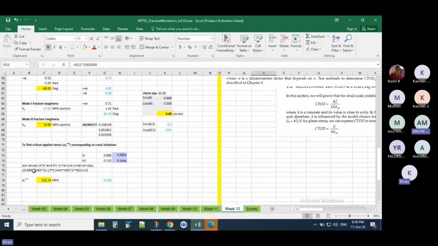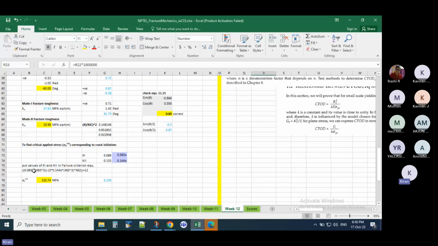That is to find the critical applied stress, sigma 0 critical, corresponding to crack initiation. So we have to follow that MPS criteria and substitute the value of K1 and K2 in equation 7.9. It is this: sigma theta theta equal to 1 by root 2 pi r, cos theta by 2 into K1 cos square theta by 2 minus 3 by 2 K2 sin theta.